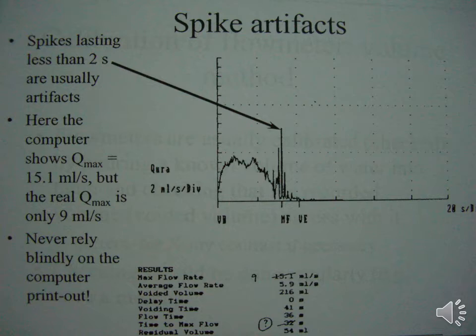So in this diagram, it's not 15.1 ml per second, but in fact, it's only 9 ml per second. So reading just the report alone is not enough. One has to look at the uroflow tracings and determine whether you are looking at an artifact.